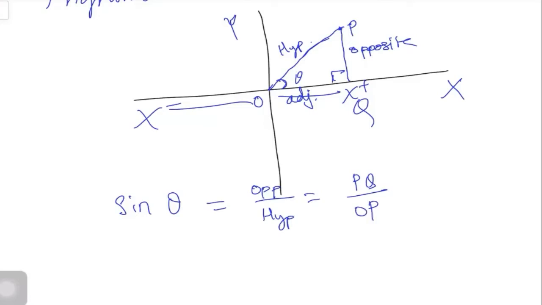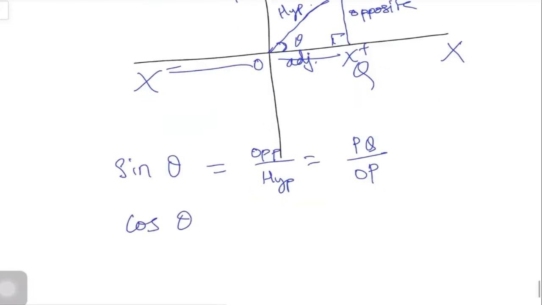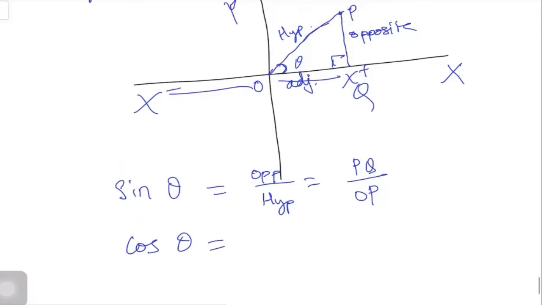Now we can have cosine theta. What is the cosine of theta? That is adjacent upon hypotenuse. So that is OQ upon OP.